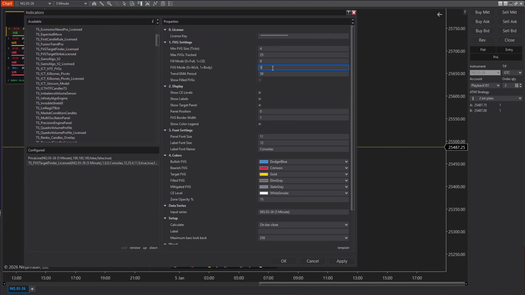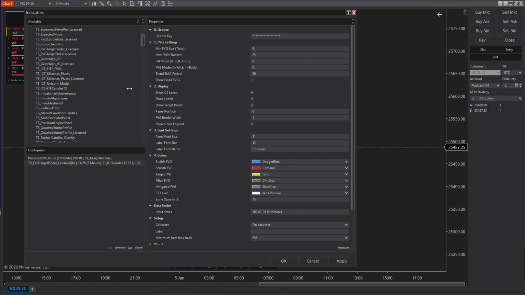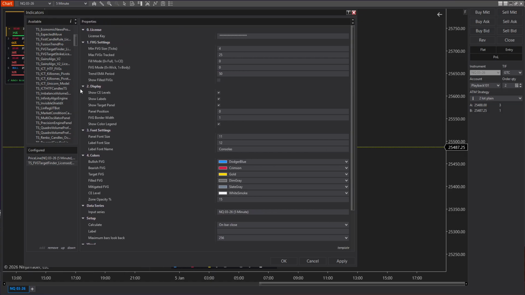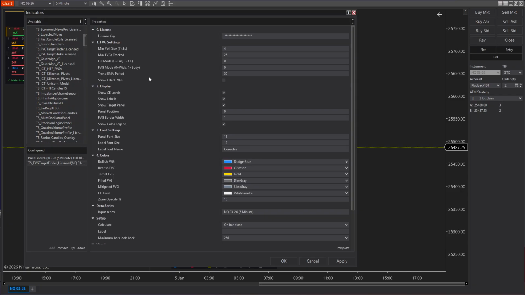FVG mode, another important choice. 0 for wick-based detection, this is the standard ICT definition, measuring from the wick of candle 1 to the wick of candle 3. 1 for body-based, this gives you tighter, more conservative FVG zones using only candle bodies. I recommend starting with wick mode and full fill, that's the classic setup.